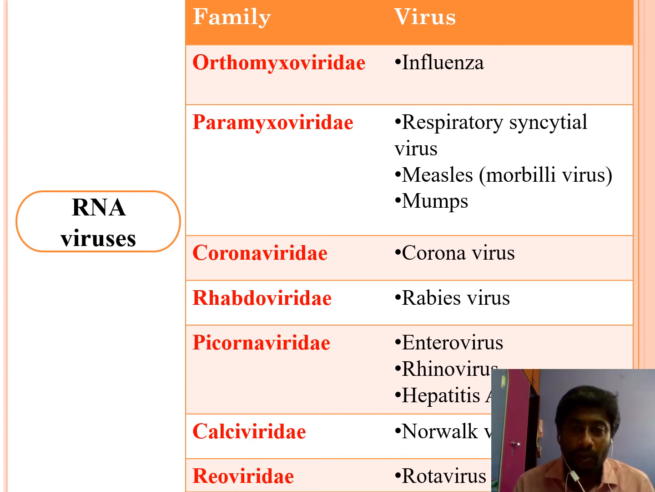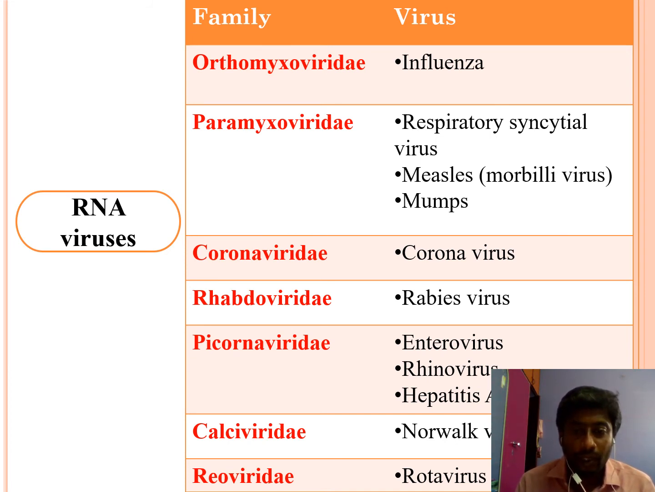The next one is Paramyxoviridae, and the best examples are respiratory syncytial virus, measles virus, and mumps. Respiratory syncytial virus causes respiratory infection. Measles virus causes skin infection, and mumps is an infection of the parotid gland and salivary gland. And Coronaviridae, the coronavirus, causes respiratory infection. Next one is Rhabdoviridae, rabies, a mad dog bite, which causes infection in the nerves.